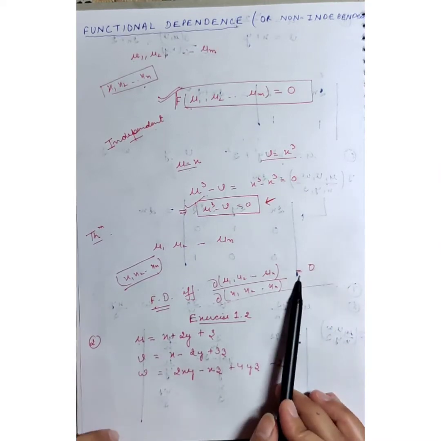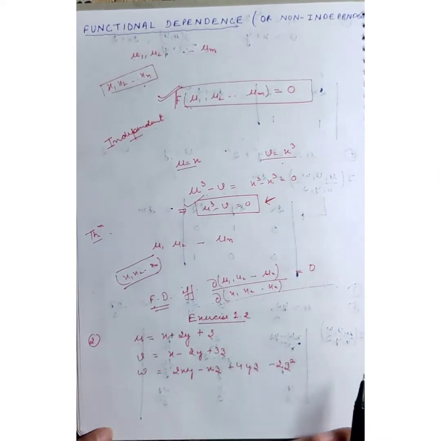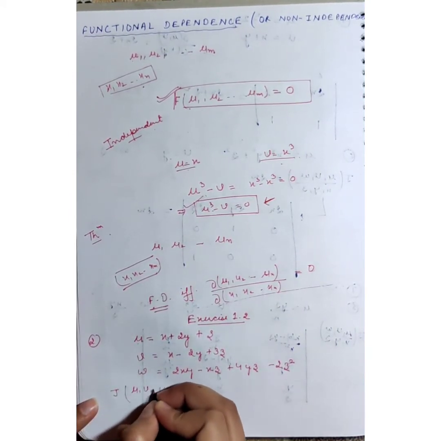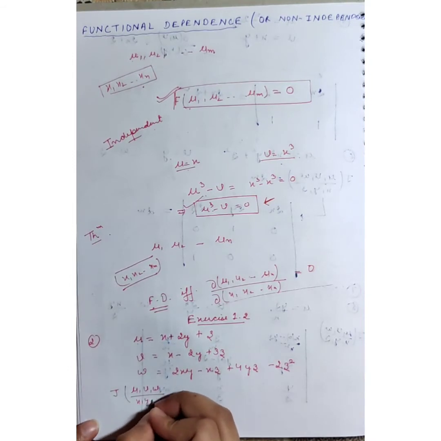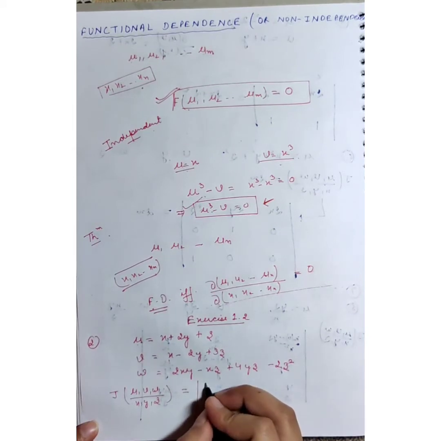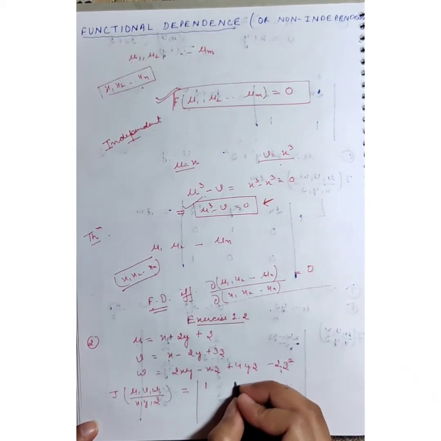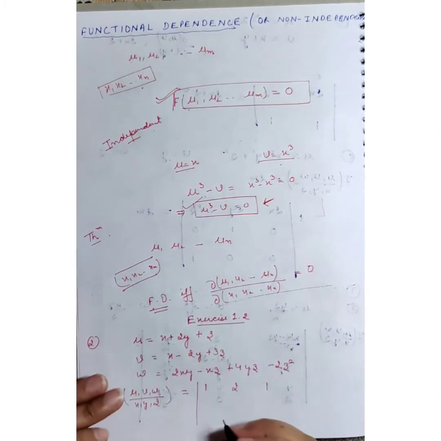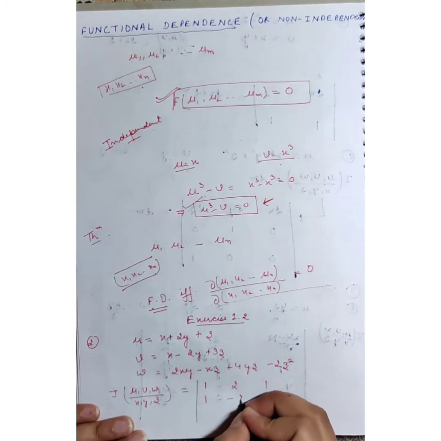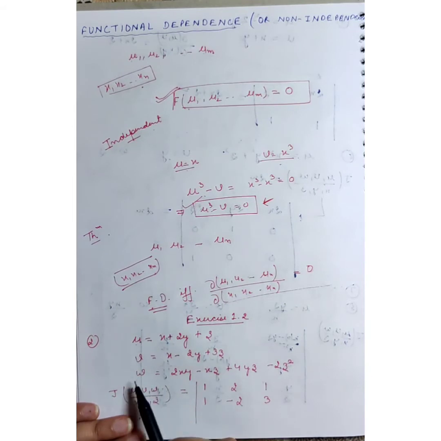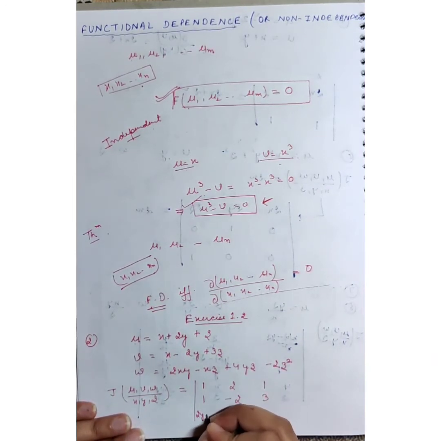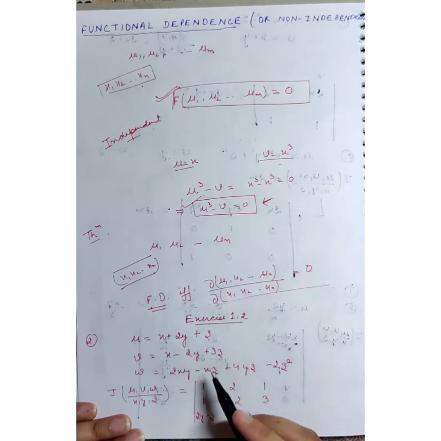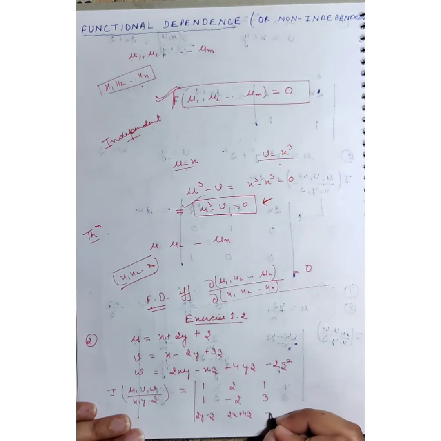To check the functional dependence condition, we have the theorem that if the Jacobian is 0, they are functionally dependent. So we find the Jacobian of u, v, w with respect to x, y, z, which is equal to the determinant: derivative of u with respect to x, 1, with respect to y, 2, with respect to z, 1; derivative of v with respect to x, 1, with respect to y is minus 2, with respect to z is 3; derivative of w with respect to x is 2y minus z, with respect to y, 2x plus 4z, and with respect to z is minus x plus 4y minus 4z.